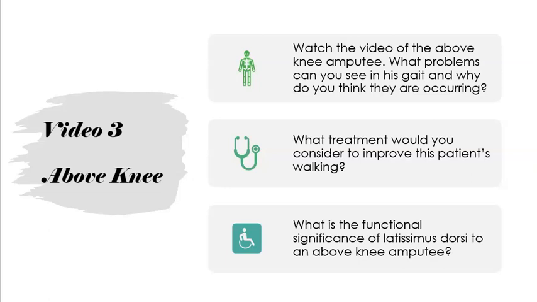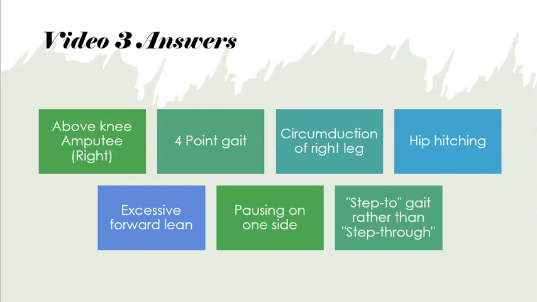Okay, hopefully you've now seen the video, and we'll go on to the answers. Right, so obviously it's an above knee amputee on the right side. So they're using a 4-point gait system, i.e. they've got 2 sticks, and you can clearly see that they're circumducting the right leg, and they're also hip hitching. They've also got an excessive forward lean, and there's a pregnant pause on one side as they transition, and they're using a step to gait rather than a step through.